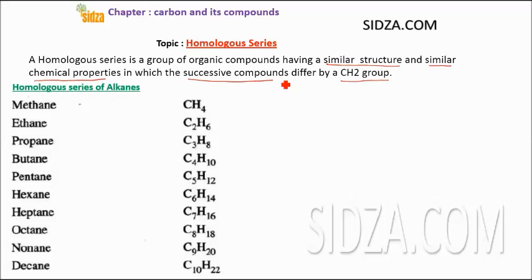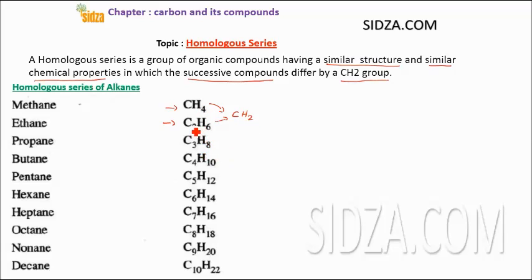Let's have a look at the homologous series of the alkanes. The first member of the alkane family is methane, CH4. The second one is ethane. What is the difference here? There is a difference of one carbon. This is C1, this is C2, so the difference here is one carbon, and hydrogen atoms here 4, here 6, so a difference of one carbon and two hydrogen atoms, right? So that means the first and the second member differ by a CH2 group.